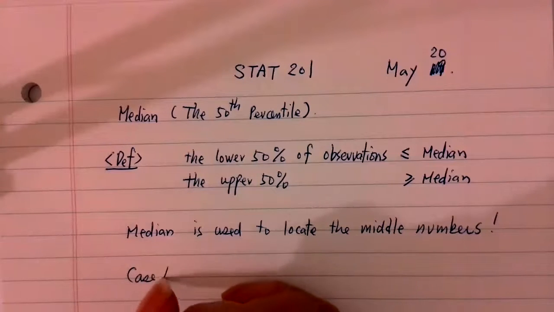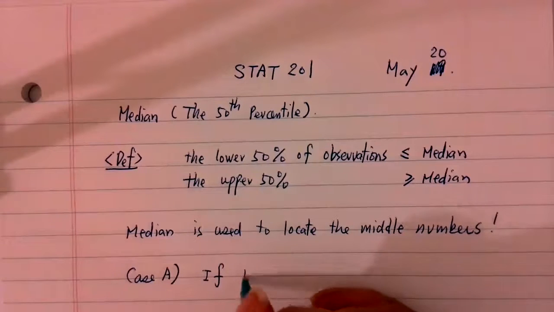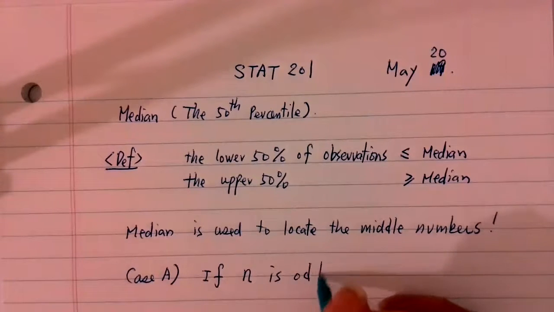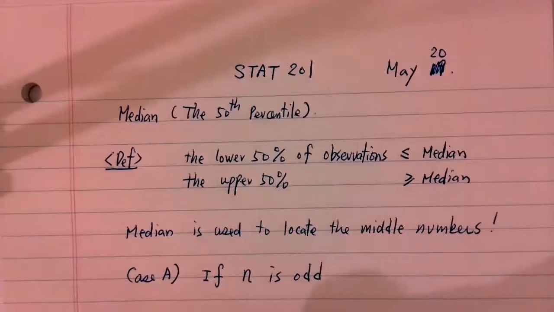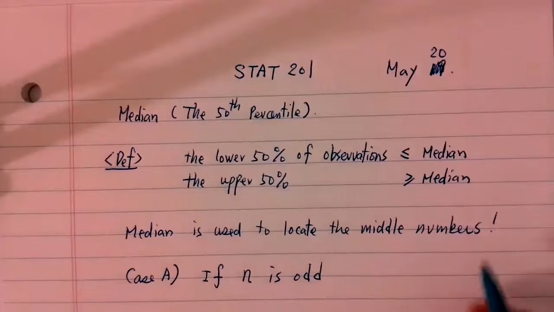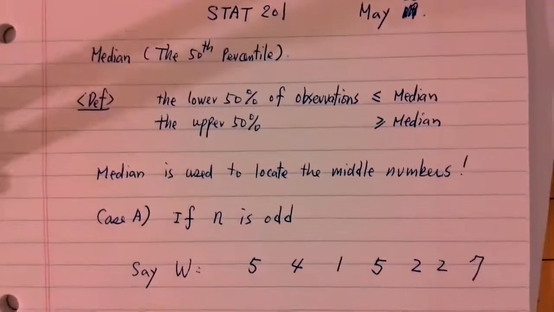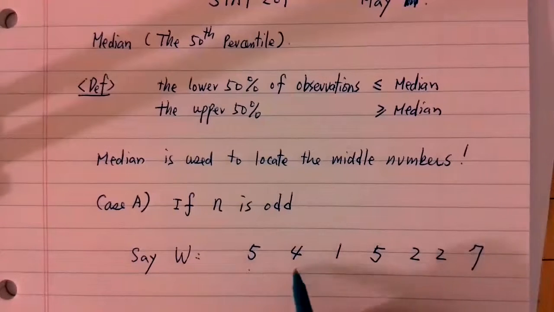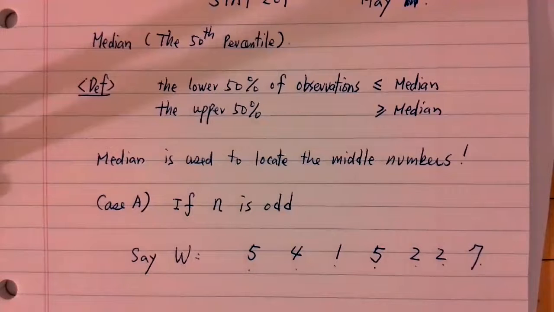Case one. If the number of observations is odd. Say I have a list. How many numbers are there in the list? 1, 2, 3, 4, 5, 6, 7. Okay. And can I say the middle number is 5? Yes.